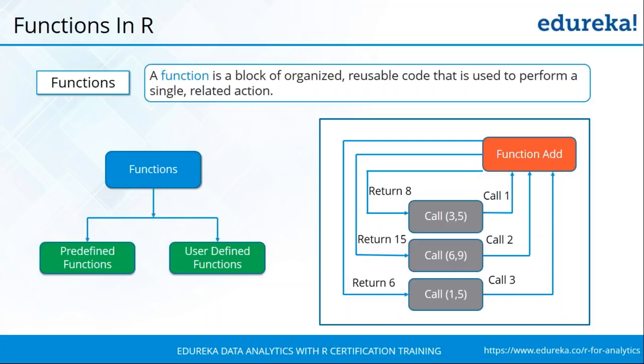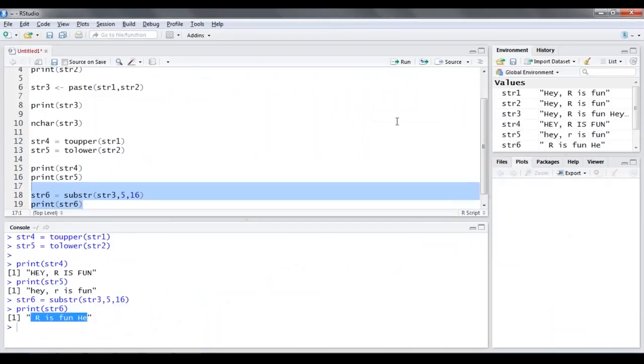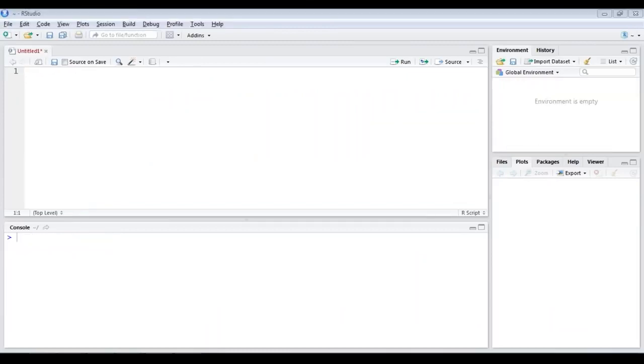Apart from that, a user can also go ahead and define a function. So let me show you how it is done. Let's go back to our RStudio. Let me clear everything. For every function, one of the most important parts is for the function to have a name.